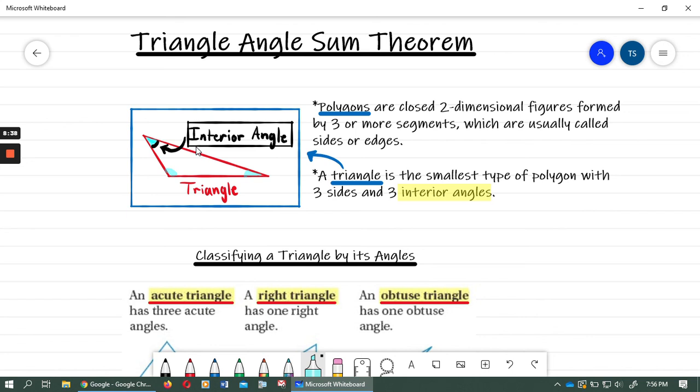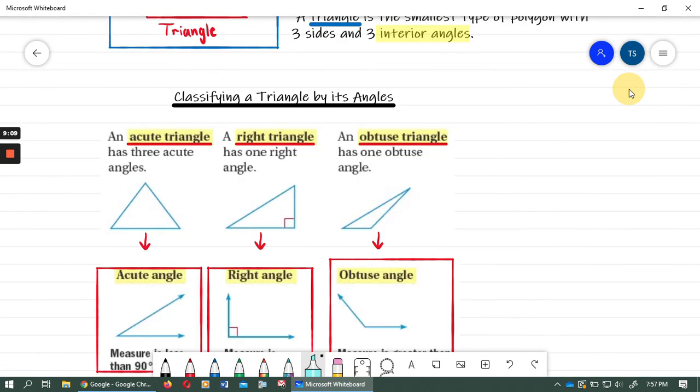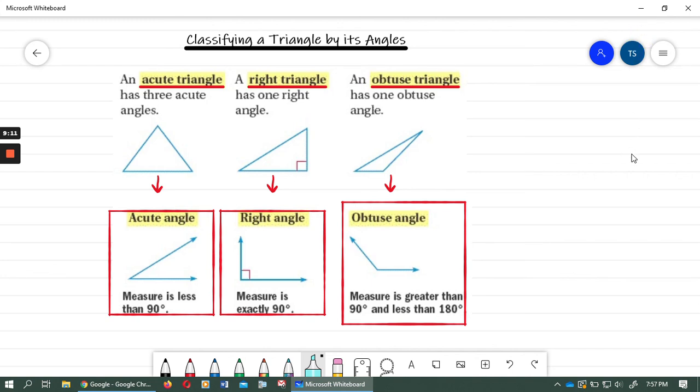Now, some of us probably already know and remember this, because depending on what school you went to or what state you were in, it's probably something you've already heard. But if it's new to you, that's why we're going over it. That's what the triangle angle sum theorem talks about: what all three of those interior angles in a triangle are going to add to. So let's go ahead and get into that.